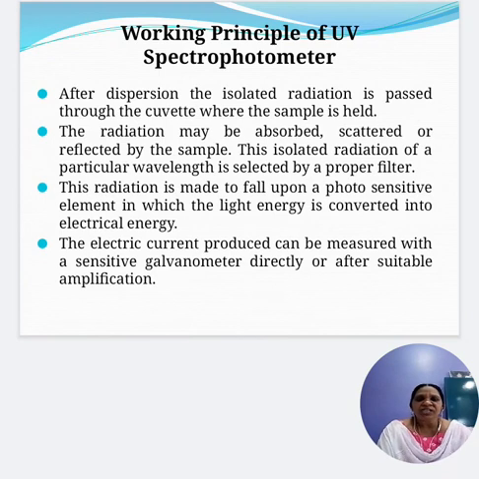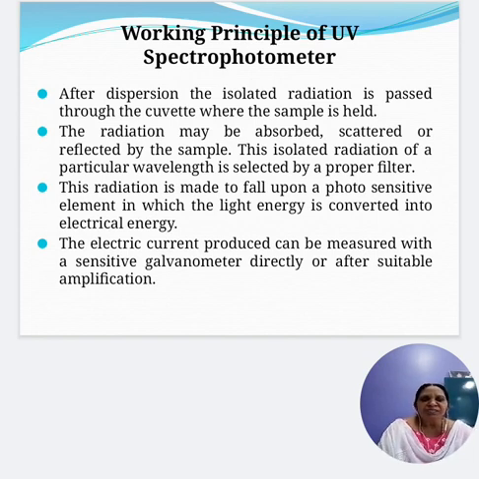After dispersion, the isolated radiation is passed through the cuvette where the sample is held. In the upper half of the diagram we have the sample cuvette containing the sample. The radiation may be either absorbed, scattered or reflected by the sample. This isolated radiation of a particular wavelength is selected by a proper filter.